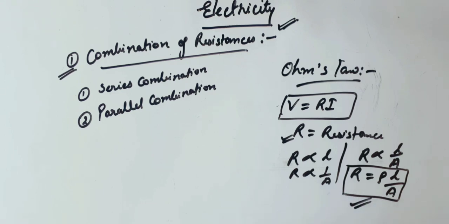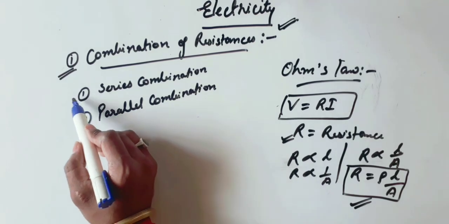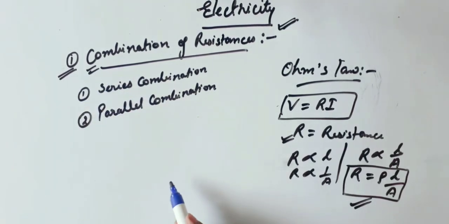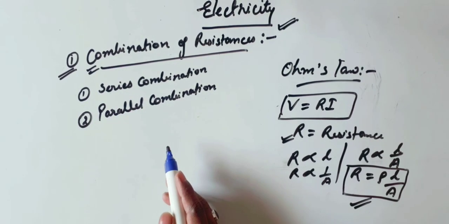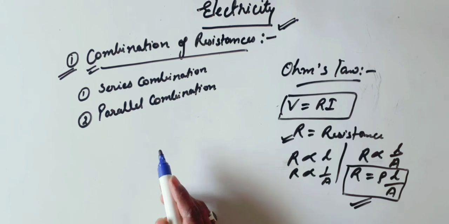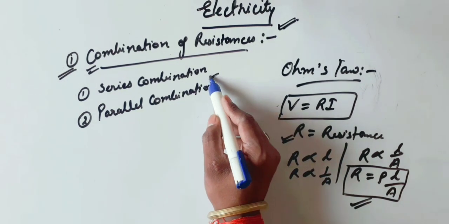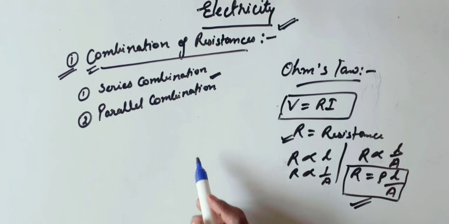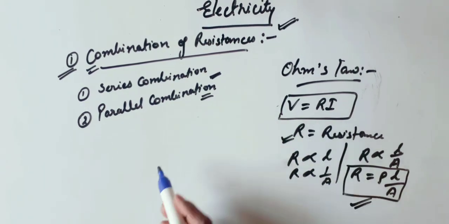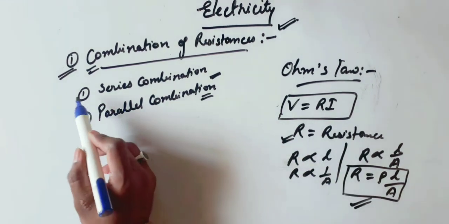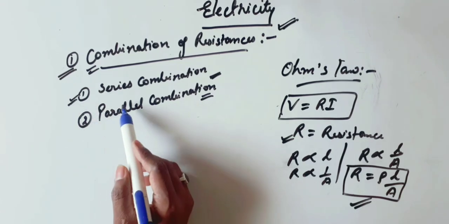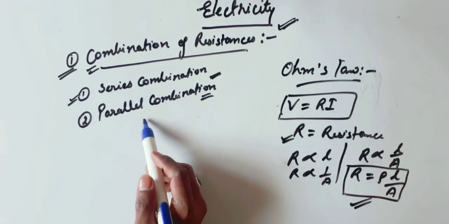So friends, in this chapter we will discuss the combination of resistances, meaning how two or more resistances are combined together. There are two types of combination. One is series combination, another is parallel combination. So how do we connect two or more resistances in series combination?